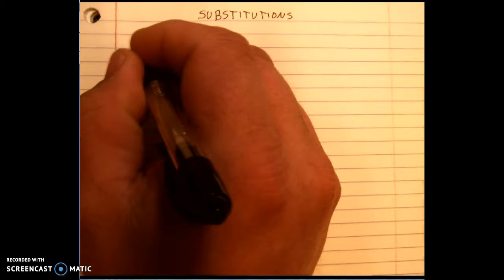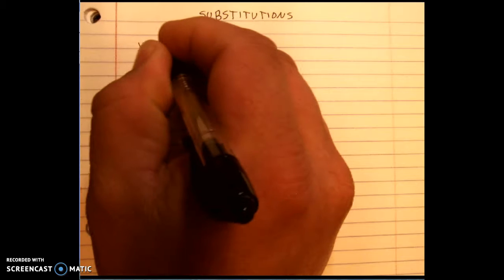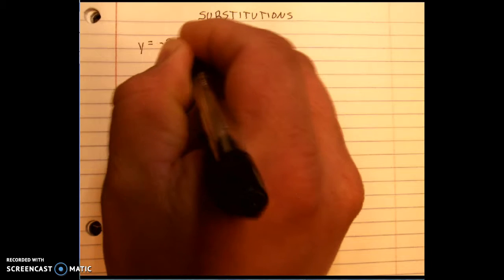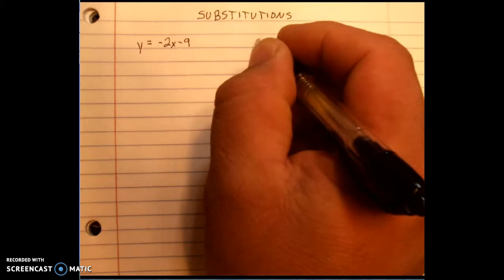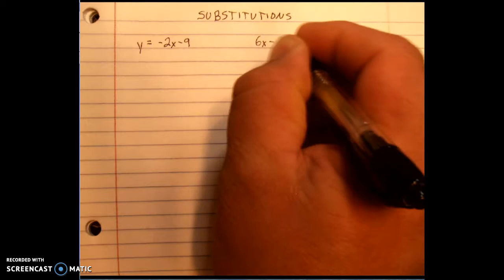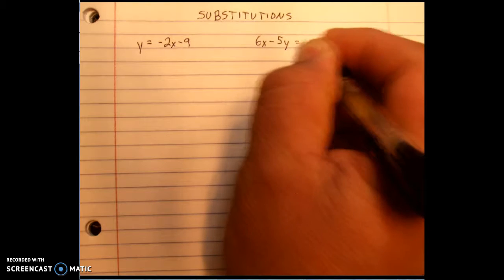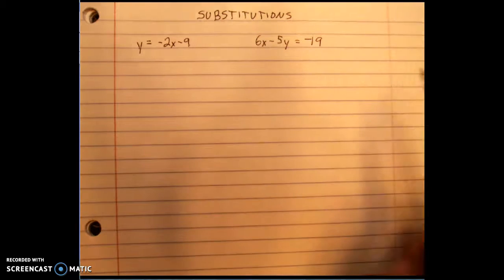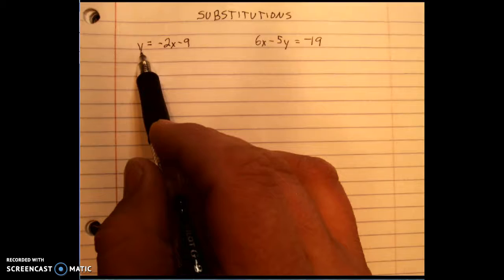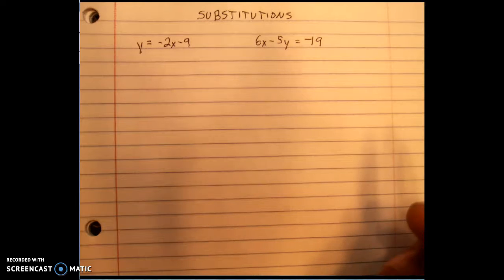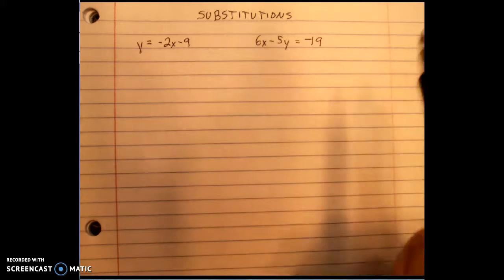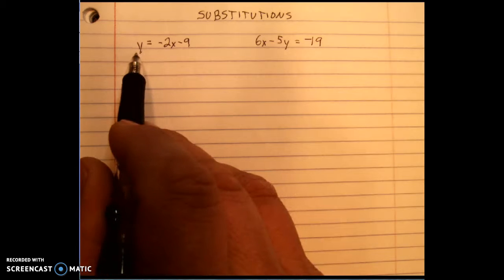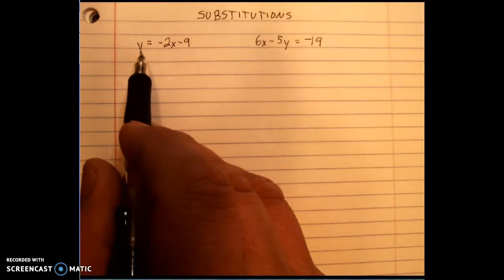Substitution. So if we have the two equations, let's go with y equals negative 2x minus 9, and the second equation, 6x minus 5y equals negative 19. Since one of these two equations is ready to go, y is already by itself. Remember, with substitution, we just need to get one of the variables by himself. It doesn't always have to be the y. It could be the x or the y. This one has the y.